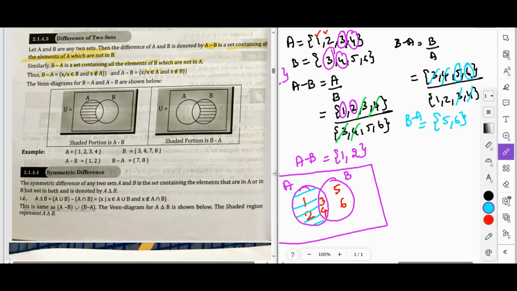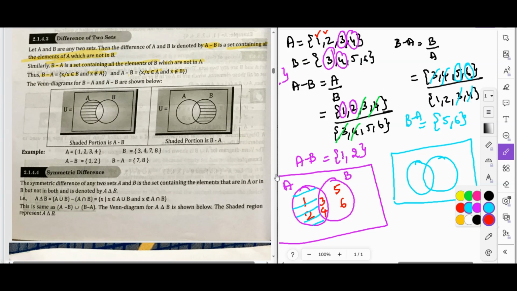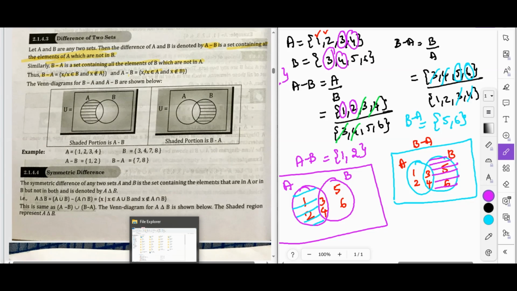Now how to draw the Venn diagram for B minus A? Again it is a rectangular box with two circles. What is common? Common will be 3 and 4. Then what is remaining in A? It is 1 and 2. What is remaining in B? 5 and 6. So this will be for A and this will be for B. So what will be B minus A? How are we going to draw the Venn diagram? The Venn diagram is again very simple. It will be shading only the elements which are present in B. So this is called the B minus A Venn diagram.